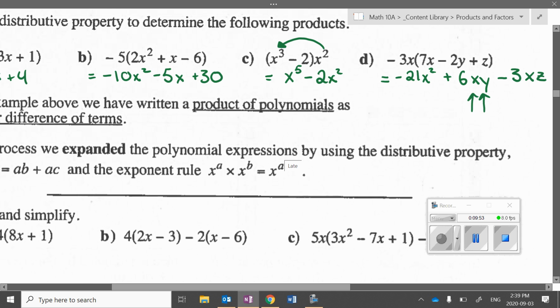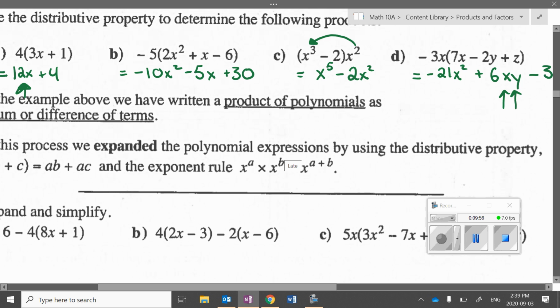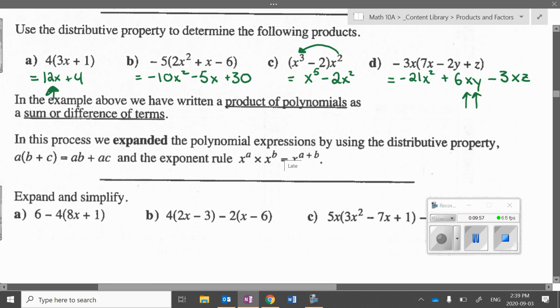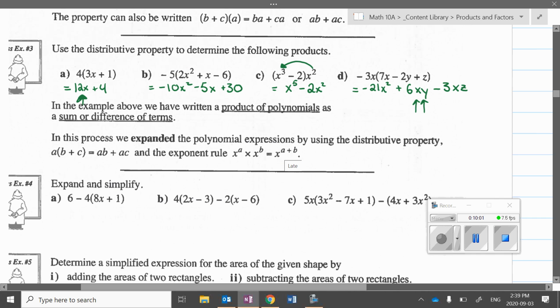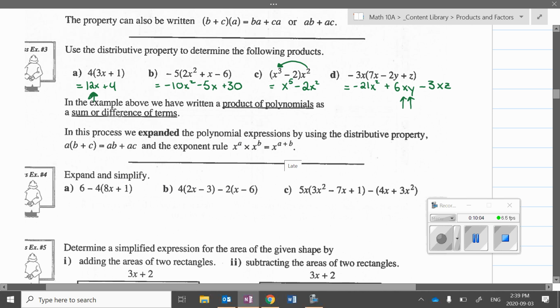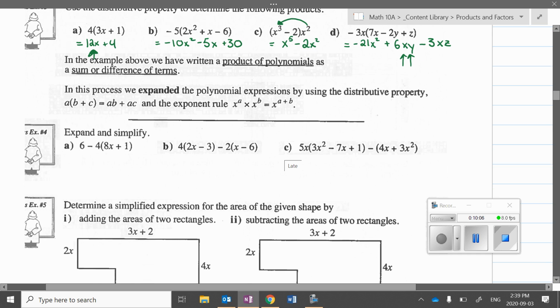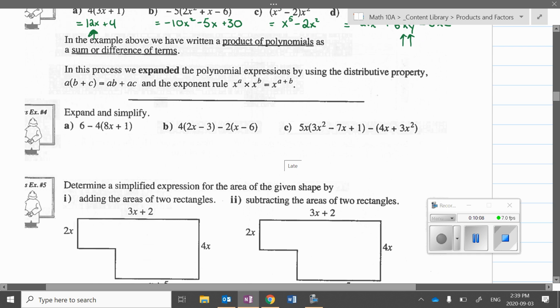Raise your hand if you got all 4 correct. Nice. Good work, guys. Okay. We're going to try class example 4.